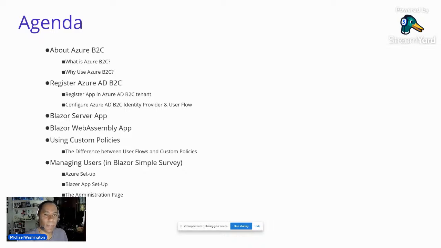We'll then finish up the presentation showing you how to manage your users from your Blazor C# application, how to manage those users in your Azure B2C tenant. So we'll be covering how to detect if someone's in a group, how to put them in groups, how to take them out of groups, how to even do deletions and that sort of thing.